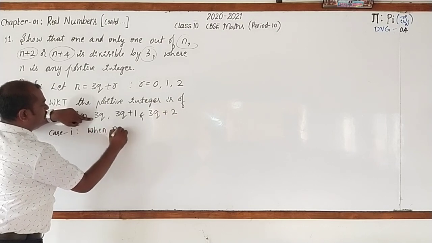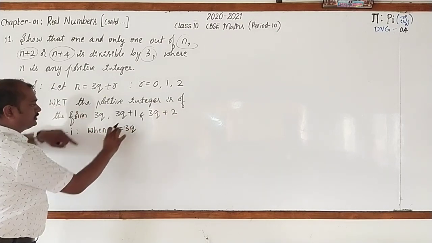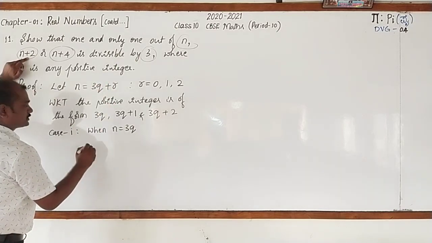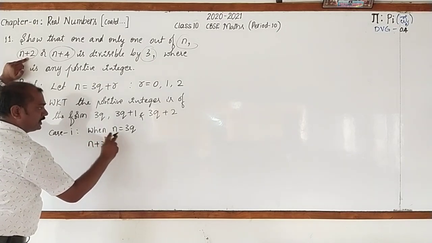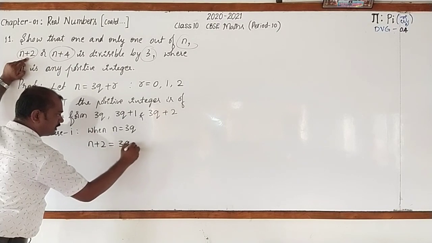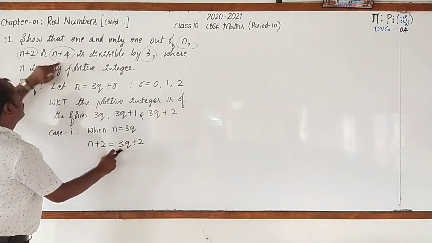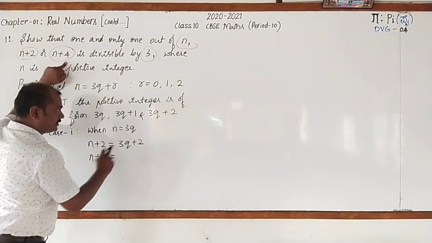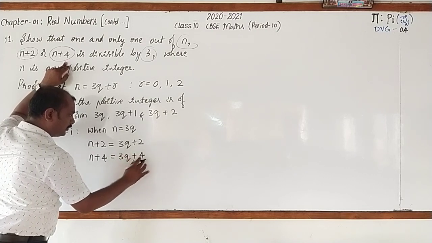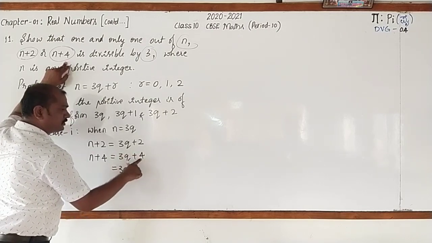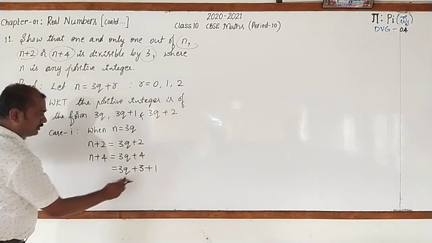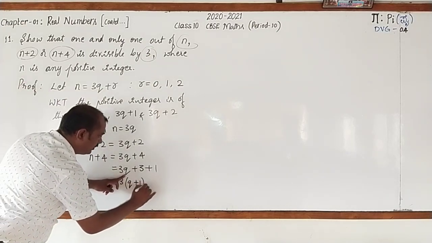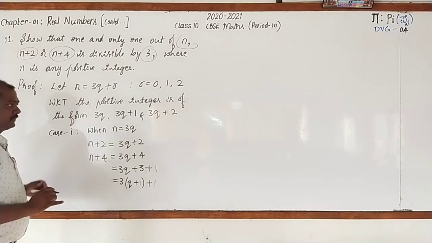When n equals 3q, right? Observe. First n is there, we have already taken that. Here n plus 2 is there. n plus 2 can be written as, what is n? It is 3q. So 3q plus 2. I take the next one, n plus 4. Then n plus 4, where n is 3q, is 3q plus 4. It is equal to 3q plus 3 plus 1. In these two terms, you can take out 3 as a common factor. It is 3 times q plus 1, then the remaining 1. Right? You just observe it.